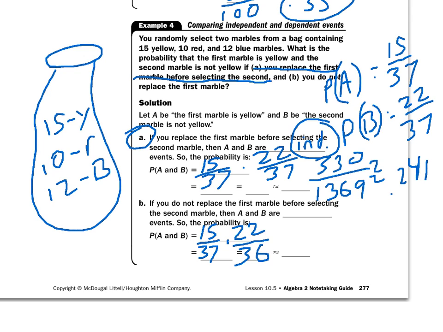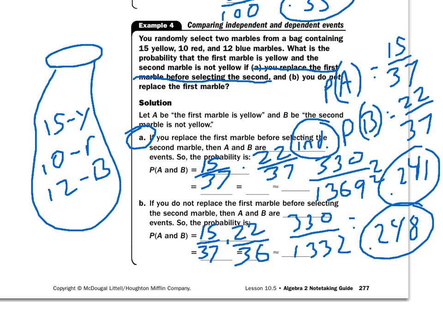So that became 330 out of 1,332, which equals about 0.248. All right. So those numbers aren't a huge difference, but certainly this second one would be called a dependent event, and the first one would be called an independent event. Completely independent and completely dependent.